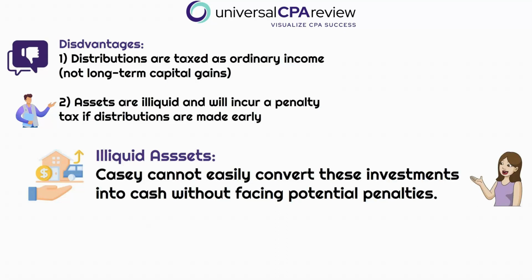There are, however, a few exceptions to these rules. Certain circumstances, such as first-time home purchases or medical expenses, may qualify Casey for a penalty-free distribution. But the specifics of these exceptions can be complex and have their own qualifications and limitations. So it's critical for Casey to understand these disadvantages so that she can tax plan accordingly.